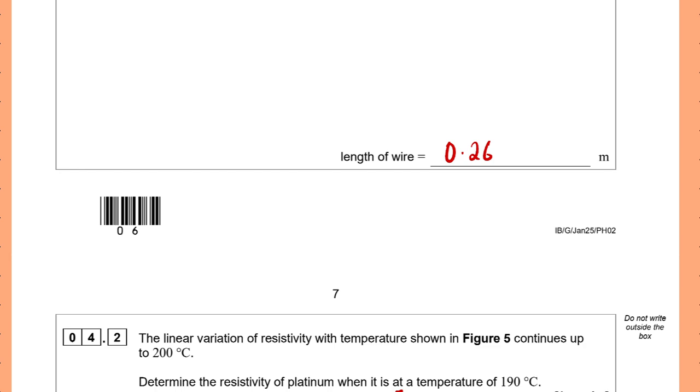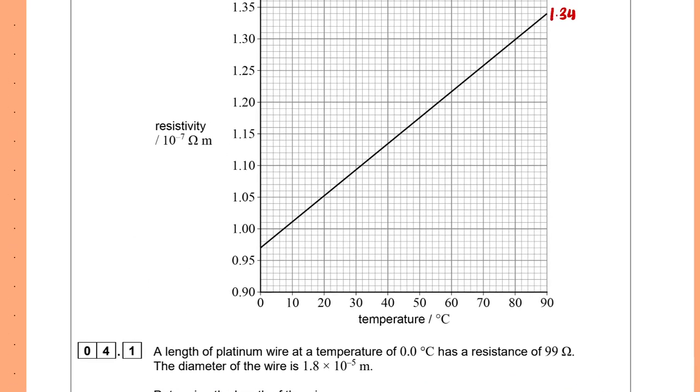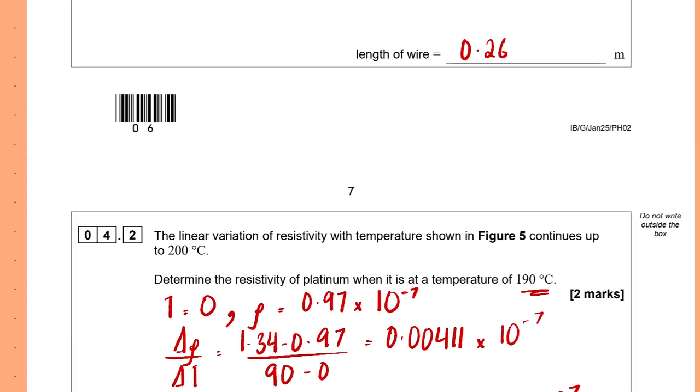This is a question more on math rather than physics. If you figure out how much this changes by, you can think about it as the gradient, or if you don't like to work with graph concepts, you can say that I'm finding how much resistivity changes by for some change in temperature. I saw that this value was 1.34 and this is 0.97, so 1.34 minus 0.97 gives me that change in resistivity. I divide by the temperature change, and that tells me how much the resistivity changes when the temperature changes by 1 degree Celsius. This is in units of resistivity per degree Celsius. I'm not writing out the entire unit to save time.